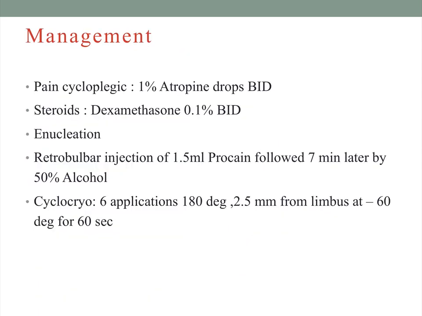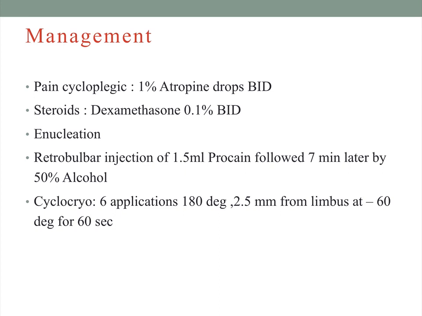Management of absolute stage, that is a blind and painful eye, is with the help of atropine 1% BID. Steroids in the form of dexamethasone can be started to relieve ciliary spasm. Patient, if demands, then enucleation can be done, but usually we avoid doing enucleation for blind and painful eye for glaucoma. Retrobulbar injection of 1.5 ml procaine followed 7 minutes later by 50% alcohol can be done.